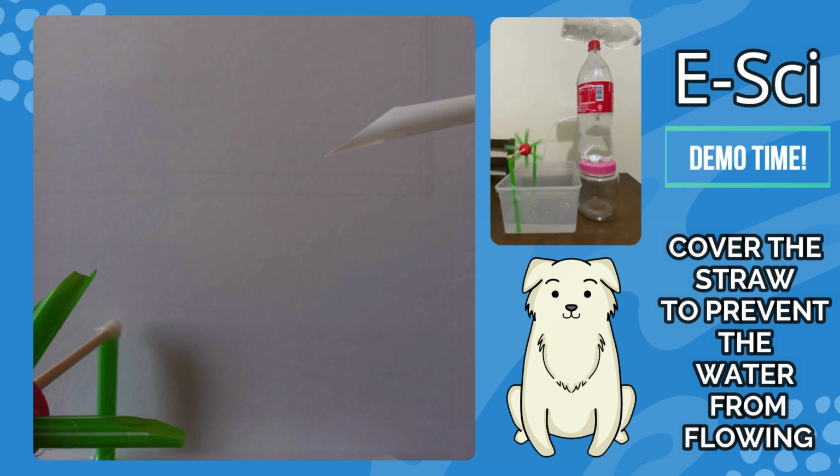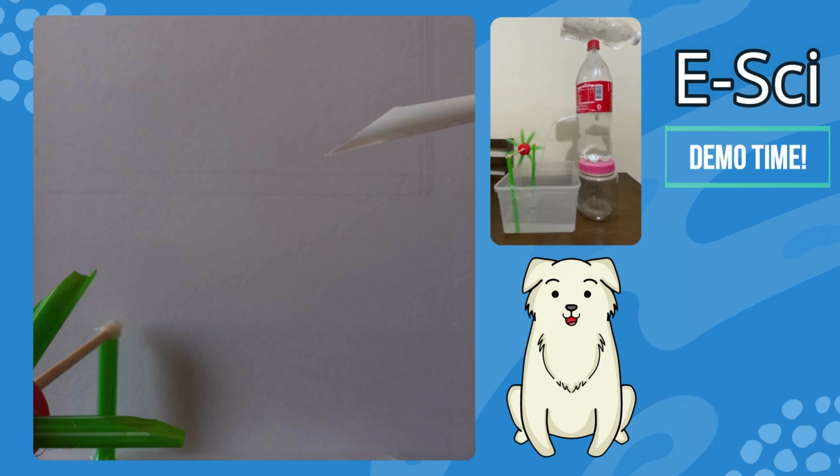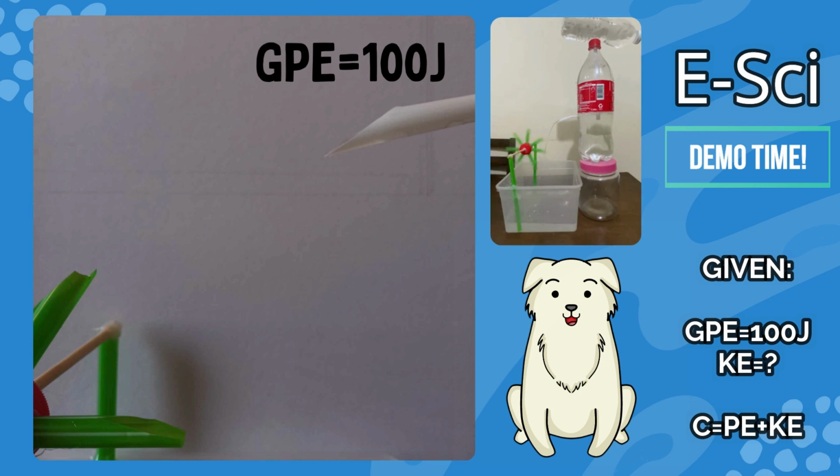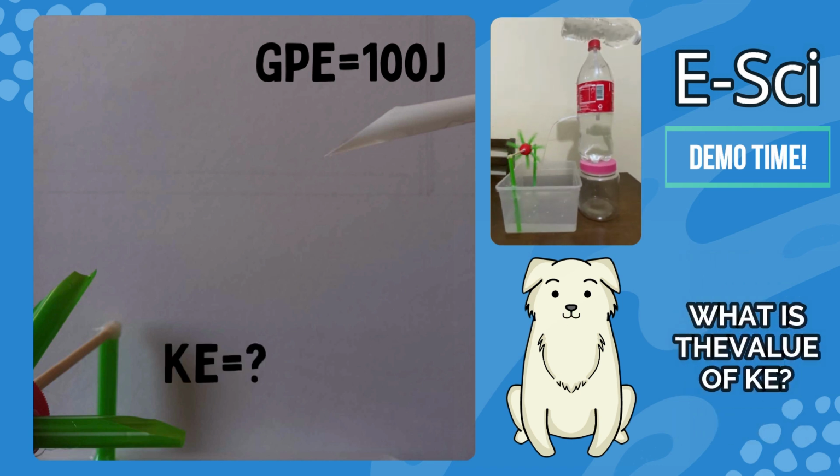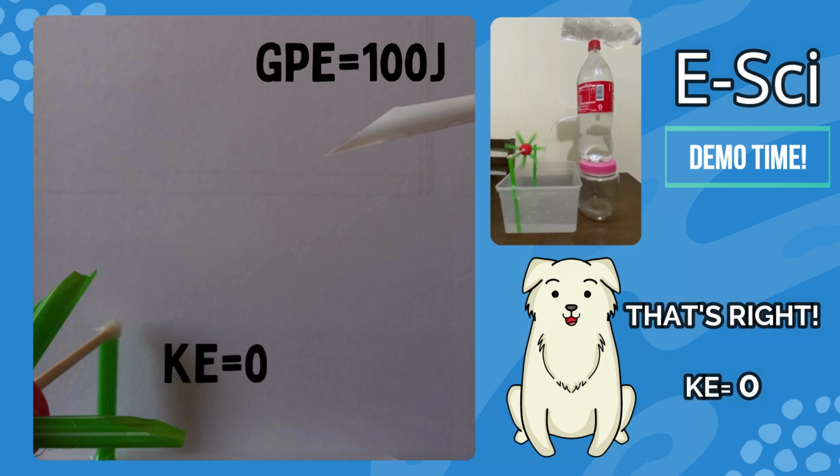Let's cover the straw to prevent the water from flowing. At this site, let's say we have a GPE of 100 joules. If we want to apply the law of conservation of mechanical energy to this device, we need to calculate first its total mechanical energy by adding the kinetic energy and the gravitational potential energy. Now, what do you think is the kinetic energy of water in this case? 0. There's no movement. That's right, Rian.